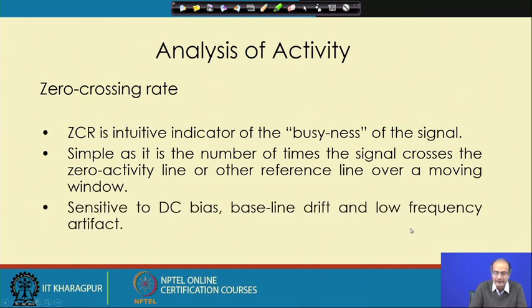However, it is sensitive to the DC bias. What do we mean by that? Let us take a signal.